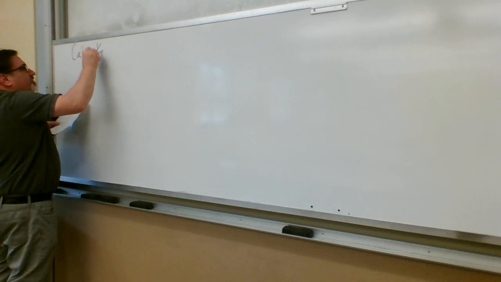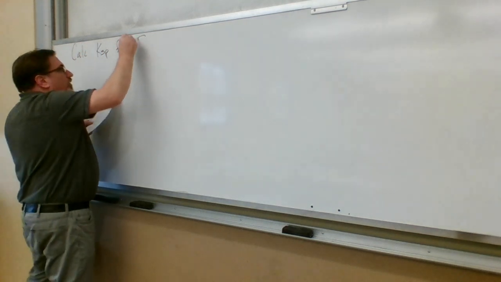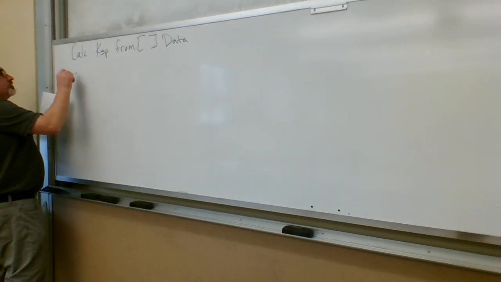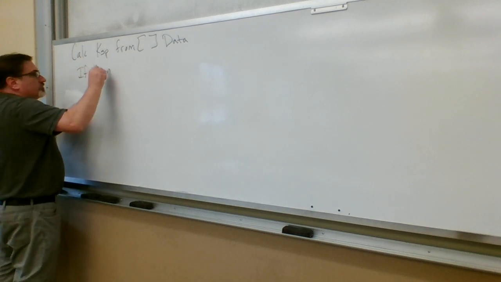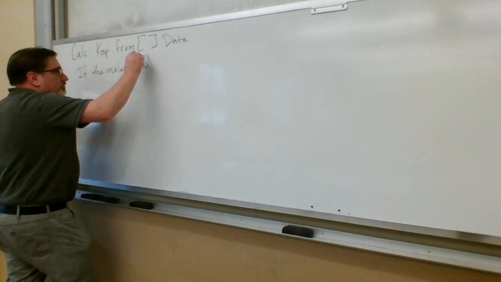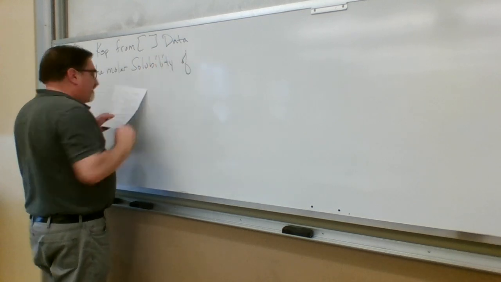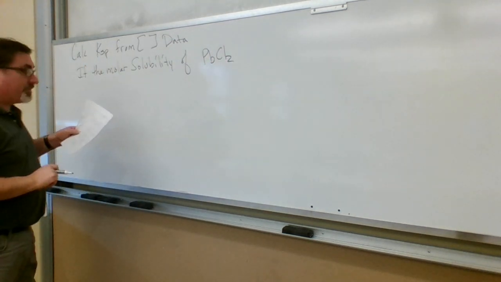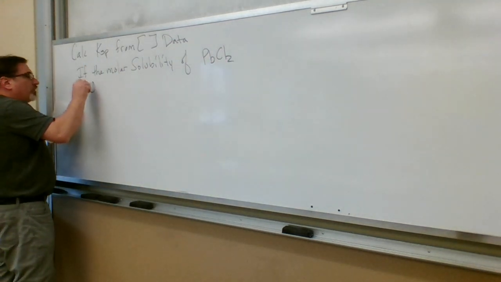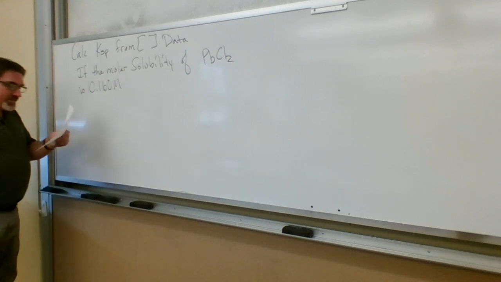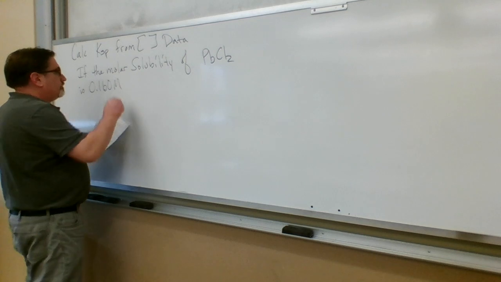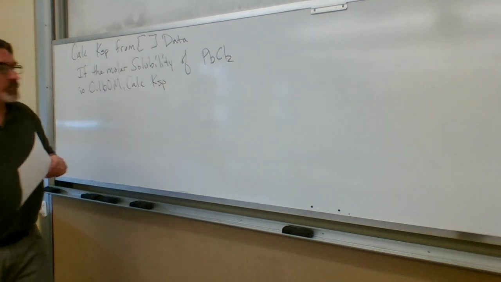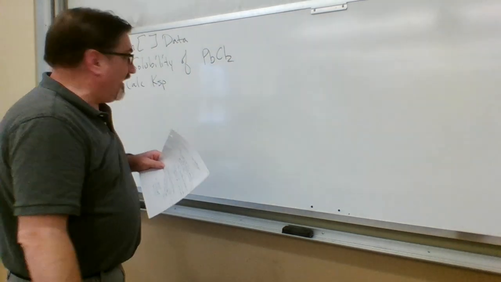So we're going to calculate KSP from concentration data. So here's our setup. If the molar solubility of PbCl2, which was one of those insoluble salts that we talked about last semester, is 0.160 molar, calculate KSP. Well, I'm going to write out the equation for the dissolving of PbCl2.